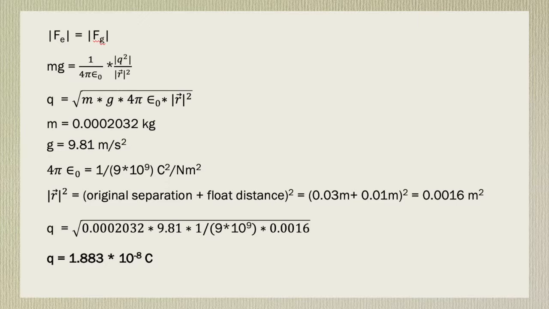The mass of the floating piece of tape is 0.0002032 kilograms. Gravity is a constant 9.81 meters per second squared. 4 pi epsilon naught is equal to 1 over 9 times 10 to the 9th coulomb squared over Newton meter squared. The magnitude of r squared is the original separation plus the distance the upper tape floated up, squared. This value was equal to 0.0016 meters squared. Plugging all of this into the equation gives us a charge of 1.883 times 10 to the negative 8th coulombs.